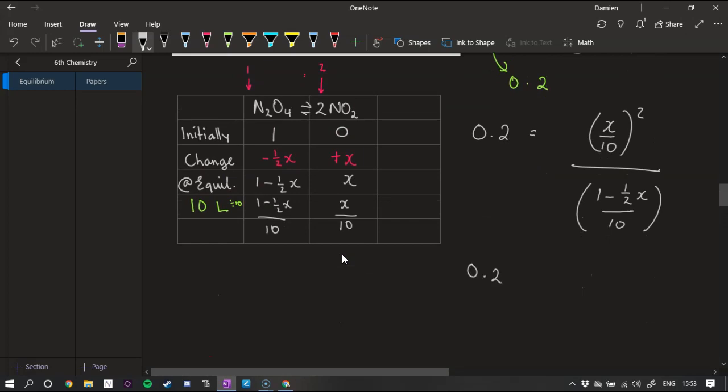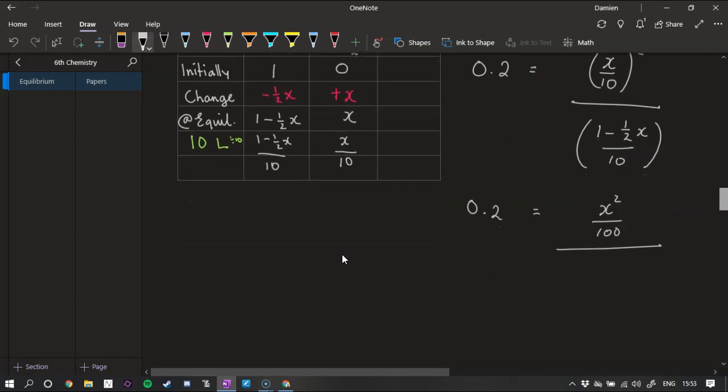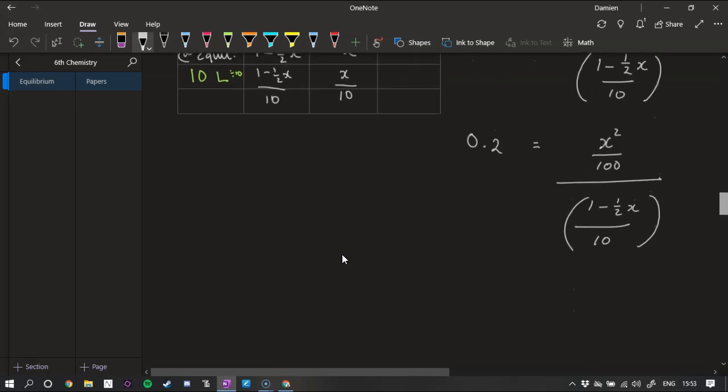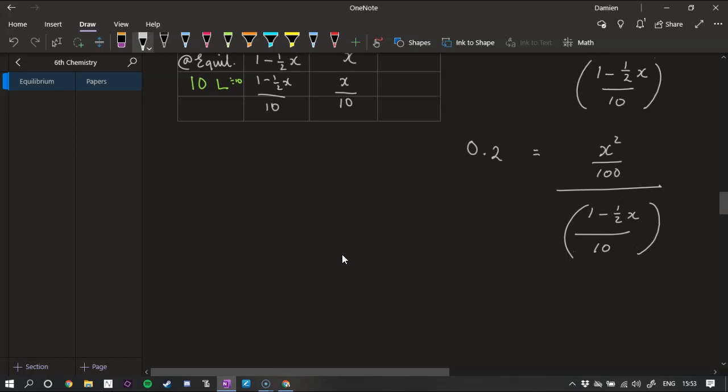So we've got 0.2 equal to, and again, square this out, we've got x squared over 100 on the top, and then on the bottom, there's not an awful lot we can do with that for the moment. That's over 10. Now, where you go from here is up to yourself. There are a few ways you can do it. The way I approached it was I brought this up from the left hand side, and I ended up with 0.2 multiplied by 1 minus 1/2 x all over 10, and that equals x squared over 100.